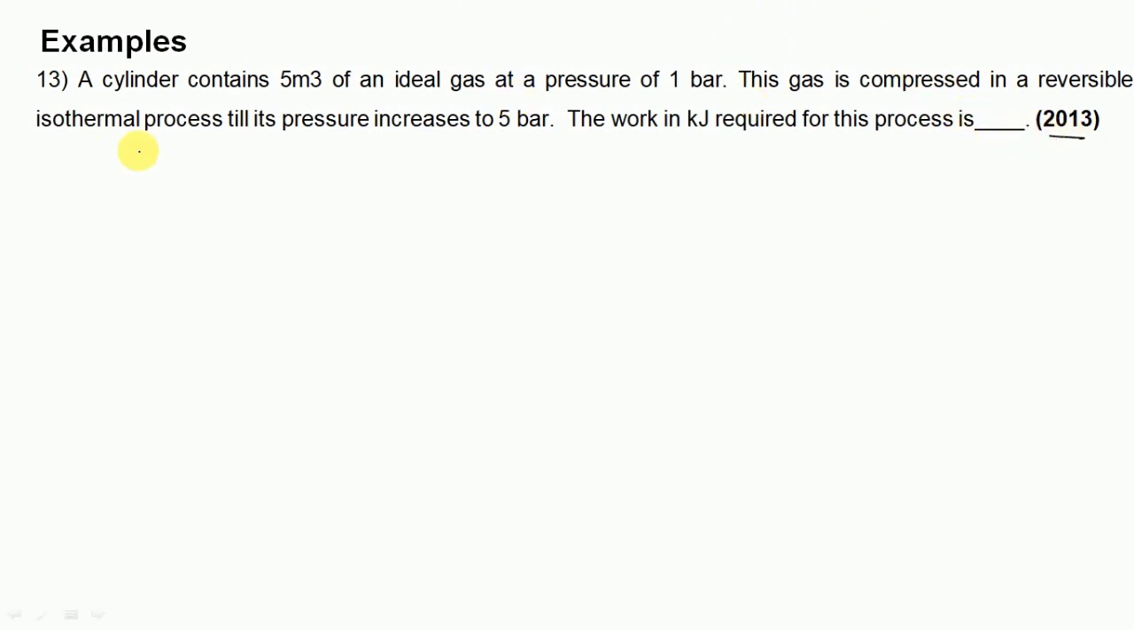So here is the given data. We have a cylinder, and the cylinder diameter with an ideal pressure is given, 1 bar. The gas is compressed in a reversible isothermal process. The isothermal process is given, so it is important for us to choose the equation for the isothermal process. The pressure is increased by 5 bar, and we have to find the work done.